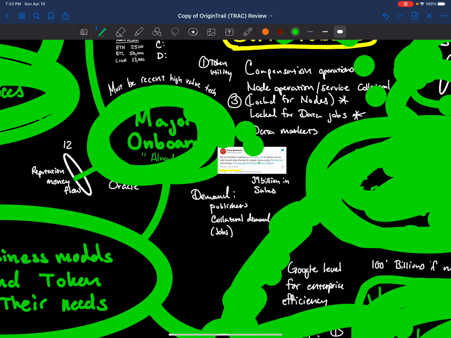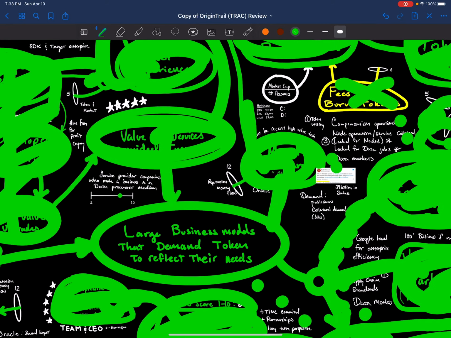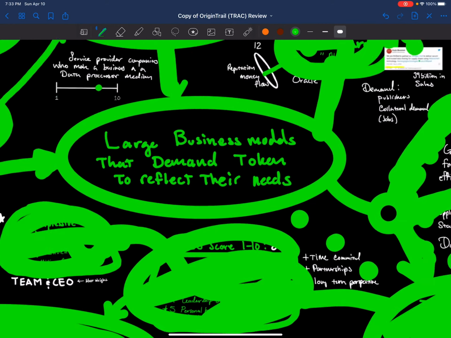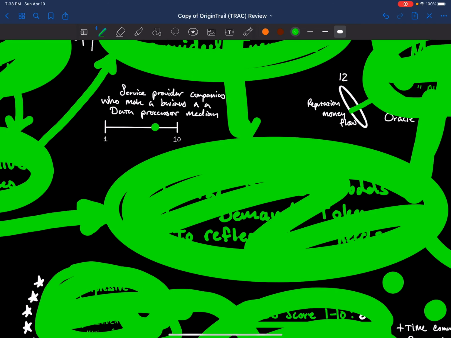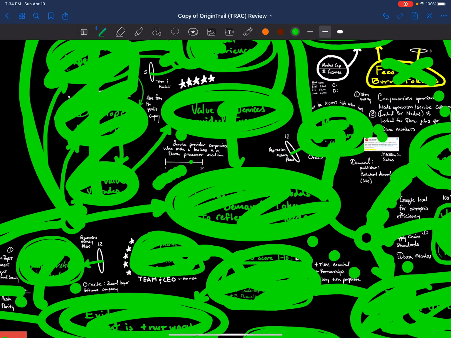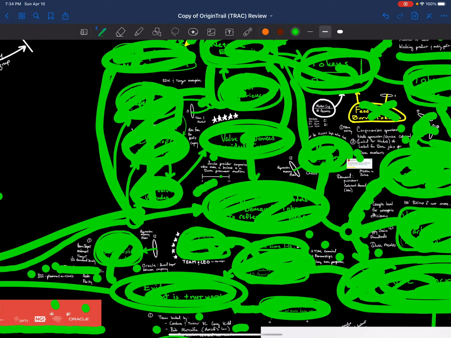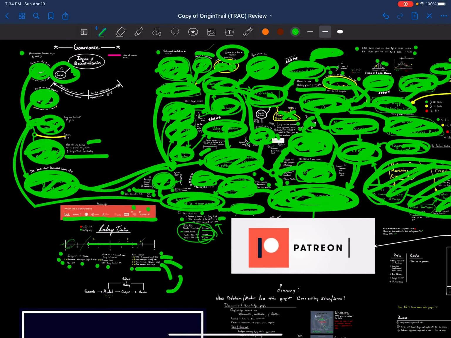Oracle is the second biggest software company in the world. So there are major partnerships. So they do have that. And all that feeds into large business models that demand the token to reflect their needs. I think that is going to be the case for service provider companies who make businesses data processor median. So they do have a structure that I think is good for businesses to demand their token, because businesses will want to be service providers as part of the component of their apps in many cases. So that they will want to because it brings them closer to the flow of value that the app is operating on. So there could be good integrations there. So I think it has a good structure for getting businesses to buy their token.